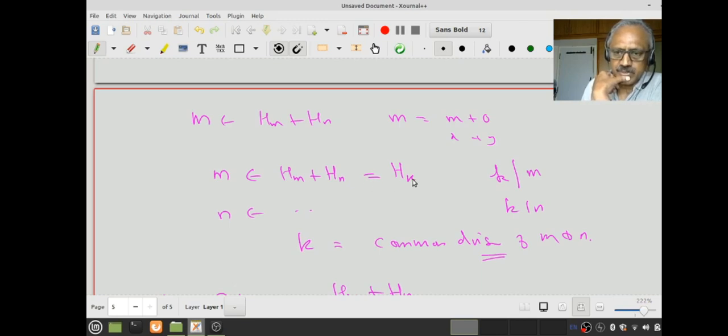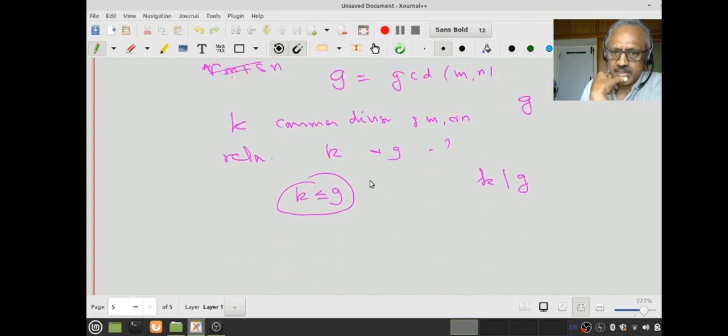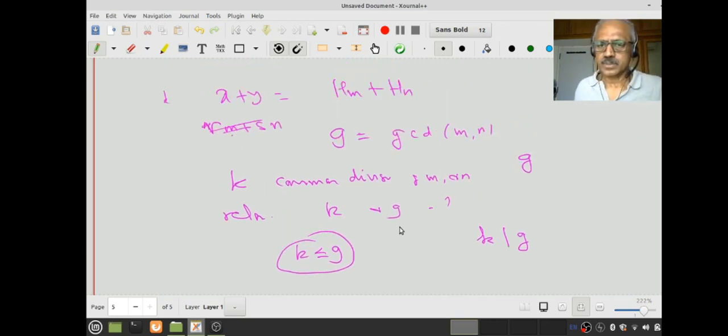If k is 0, this will be the 0 subgroup, right? Therefore k is also positive. So there are two positive things, k and G, both common divisors of m and n, whereas G is the greatest common divisor. Therefore k must be less than or equal to G. Do you follow that? Okay. Now what do you conclude?